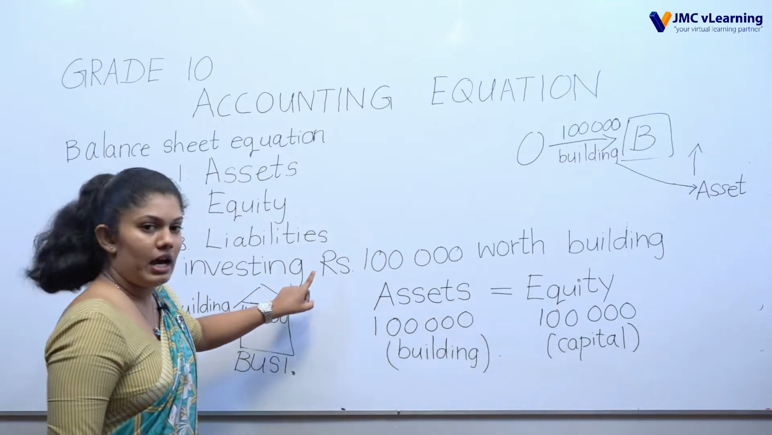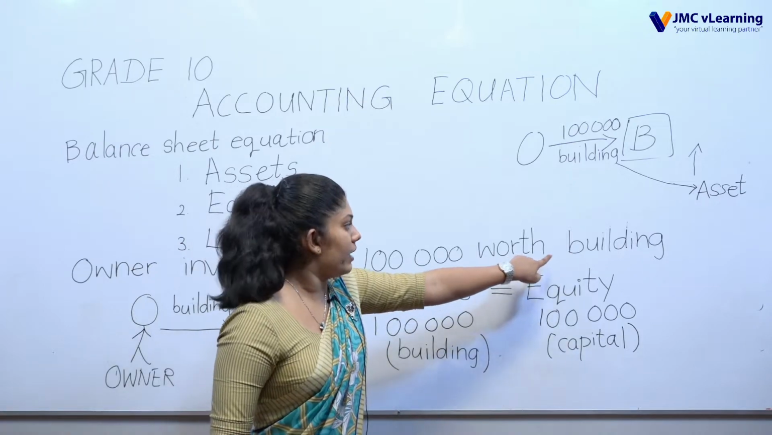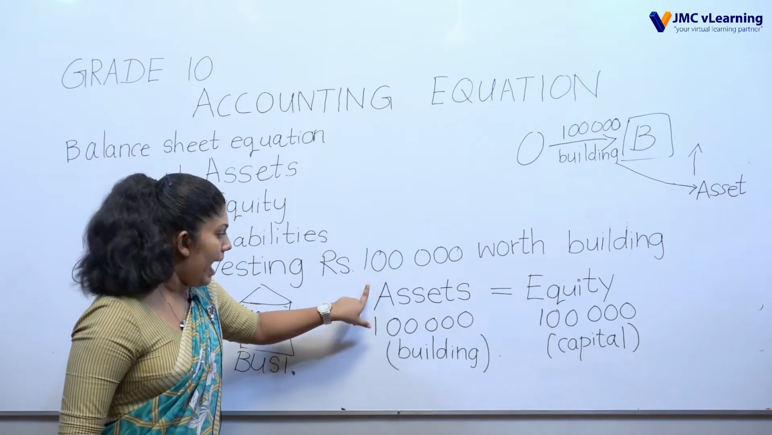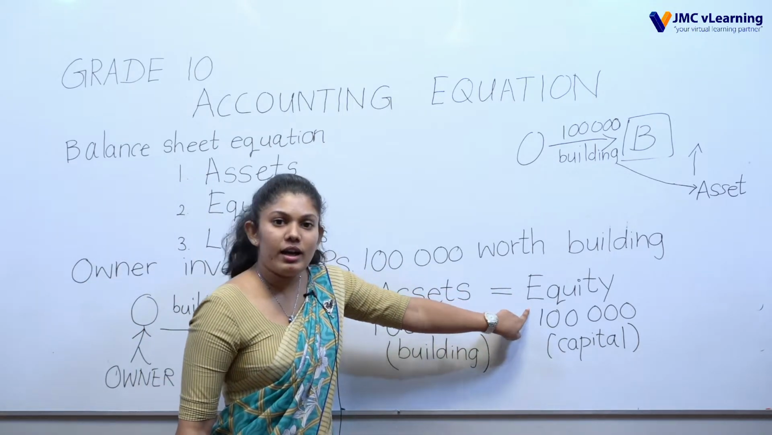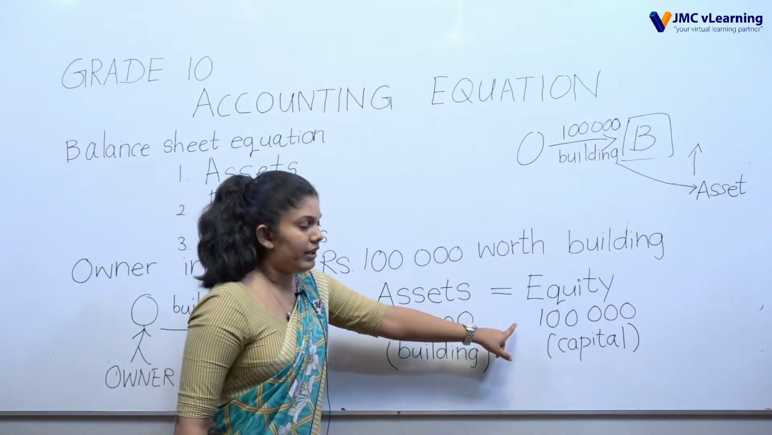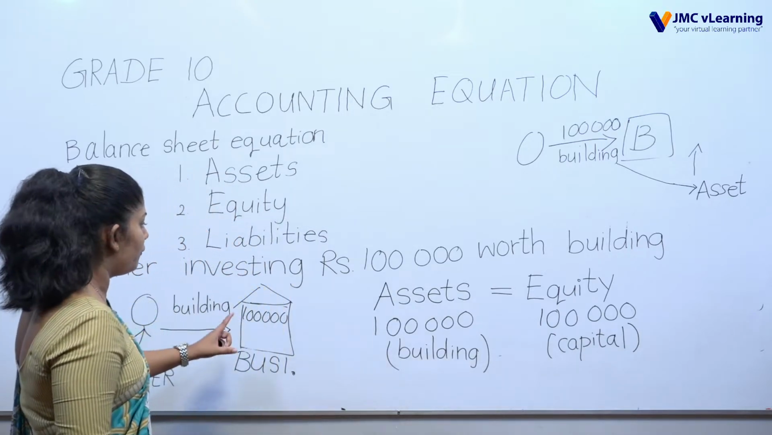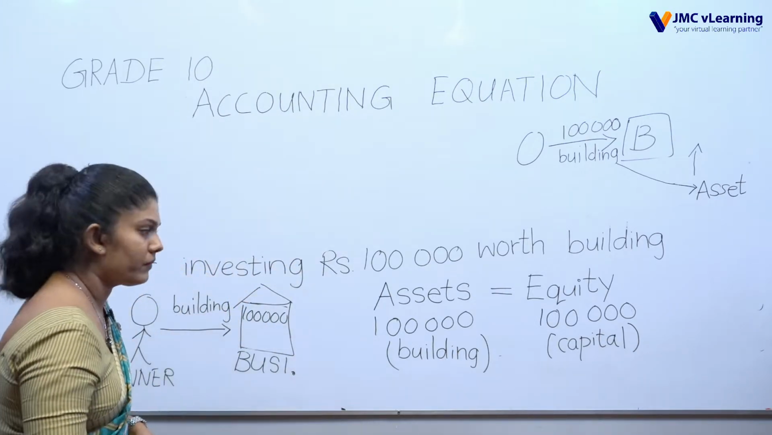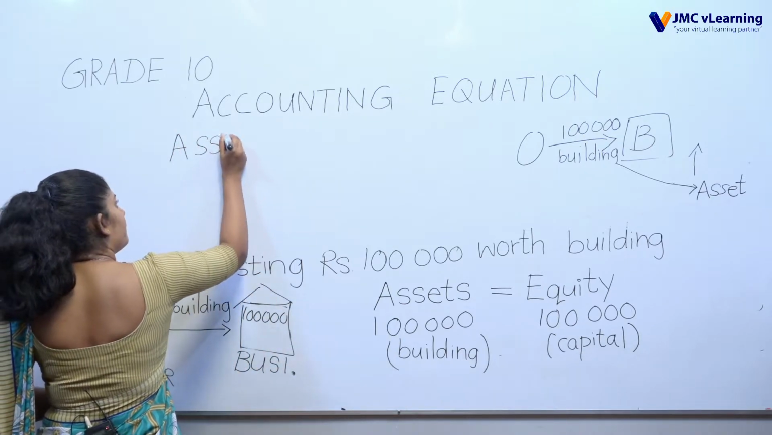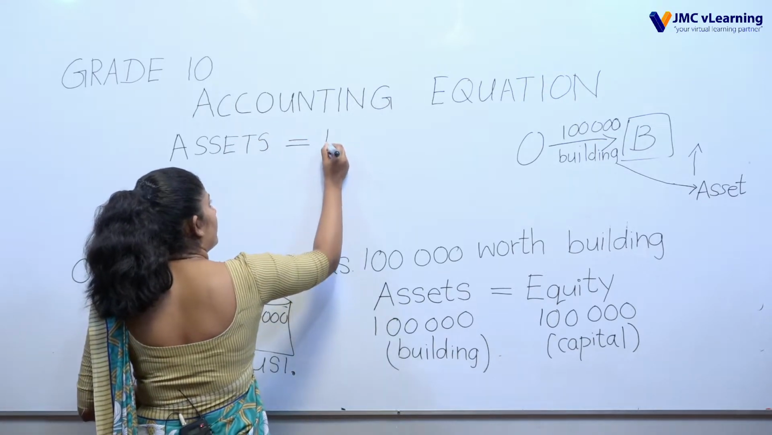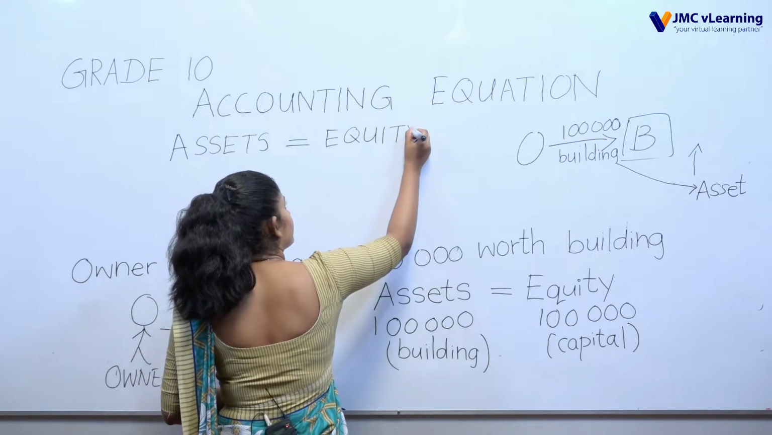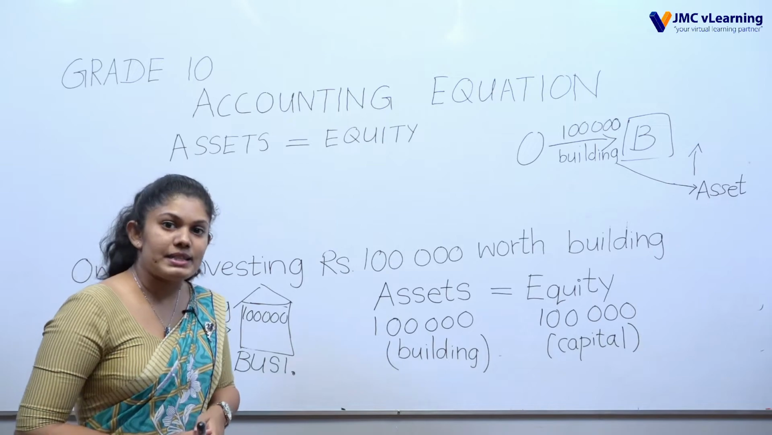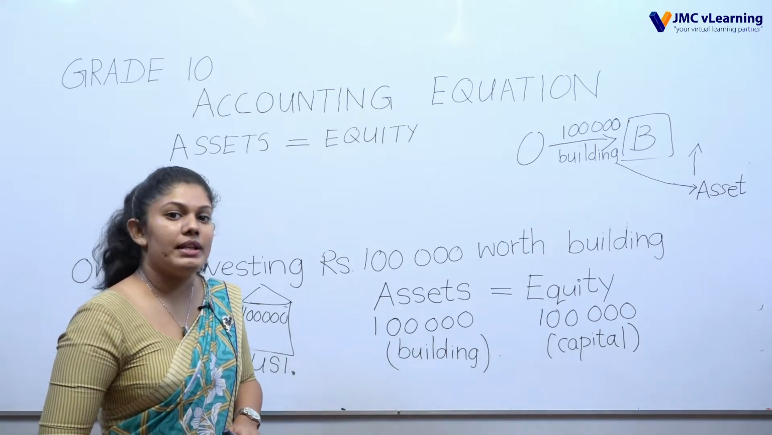You can take any example. Now I took a building. You can take a motor vehicle, land or any type of asset. But the impact is the same. Assets are affected and equity is affected because at the beginning we don't have any type of liabilities. Therefore, the first equation we can make is assets equal equity. We can make this equation because still we don't have liabilities.